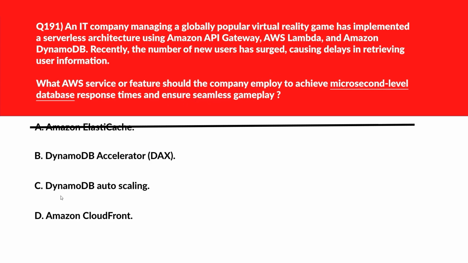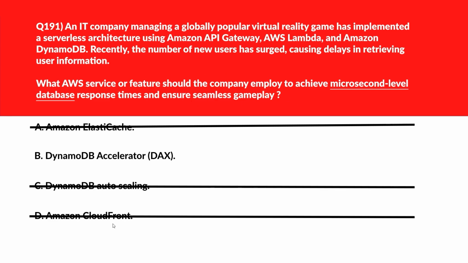Let's move to C. C says DynamoDB autoscaling. Autoscaling manages DynamoDB capacity to handle traffic but doesn't optimize for microsecond level latency, what we need as per the question. So C is wrong. Let's move to option D. D says Amazon CloudFront. CloudFront enhances content delivery globally but doesn't affect database response time or caching directly. So D is incorrect, or just a distractor.